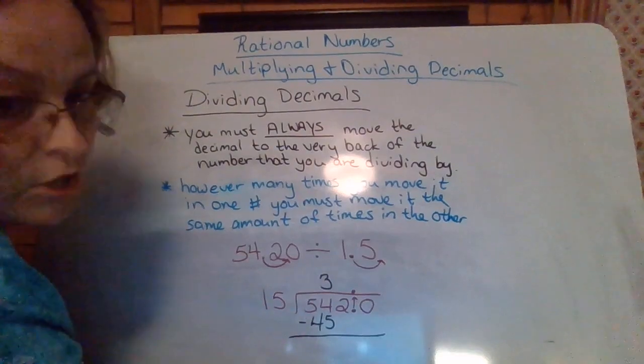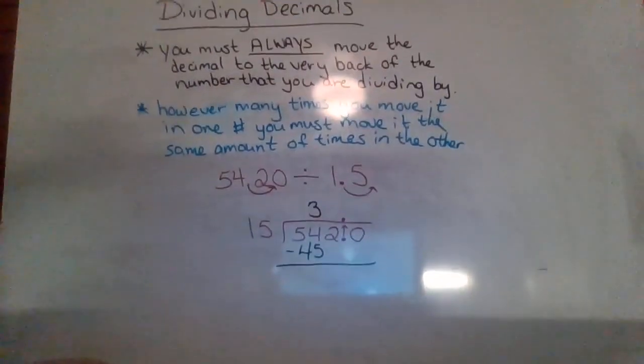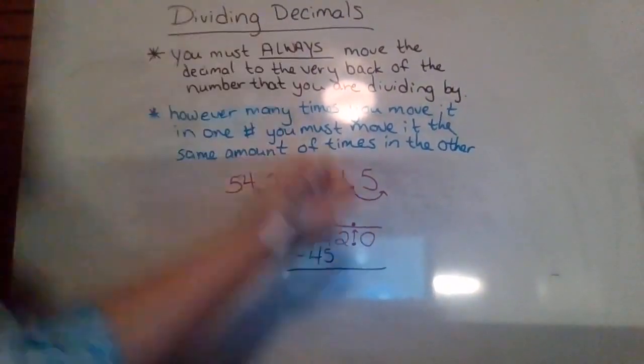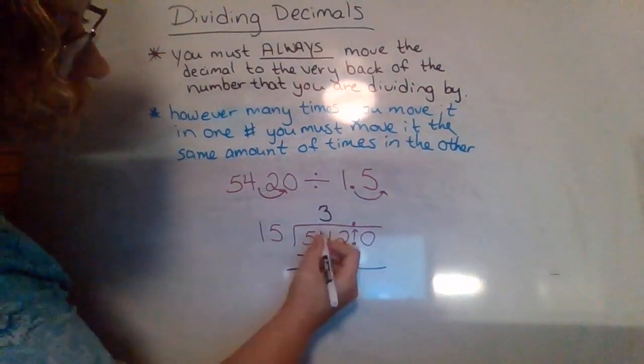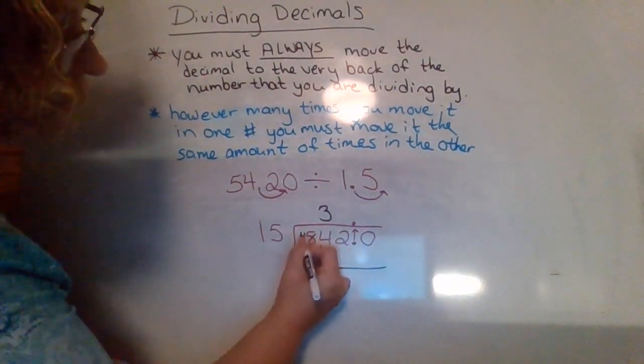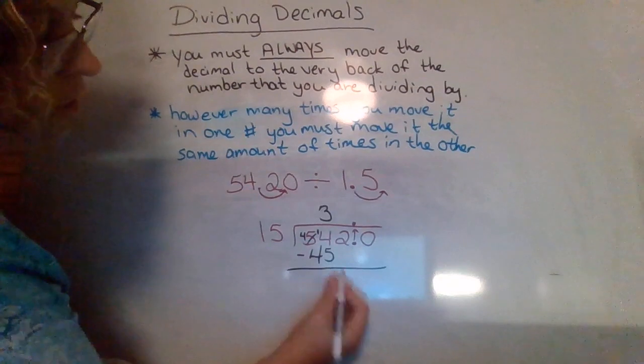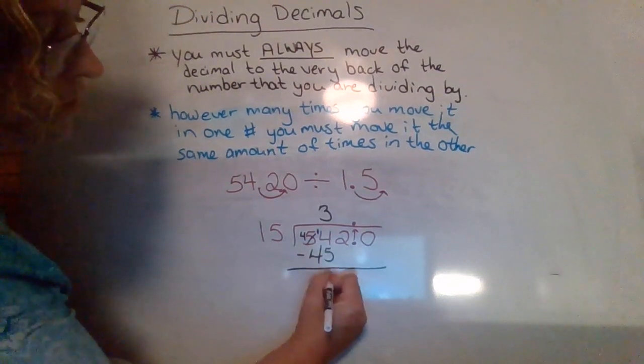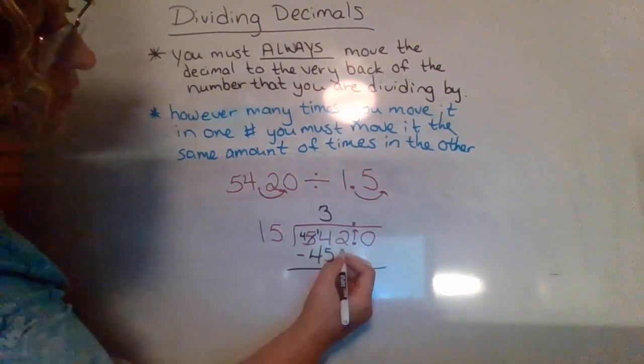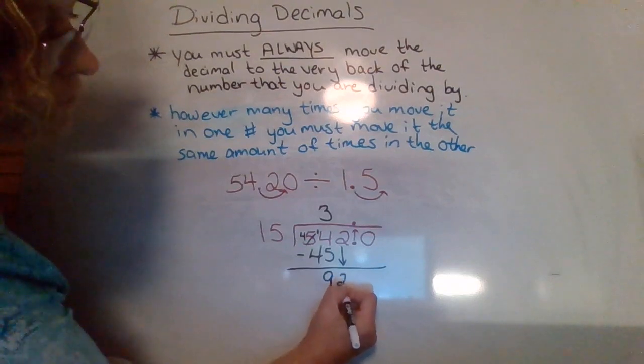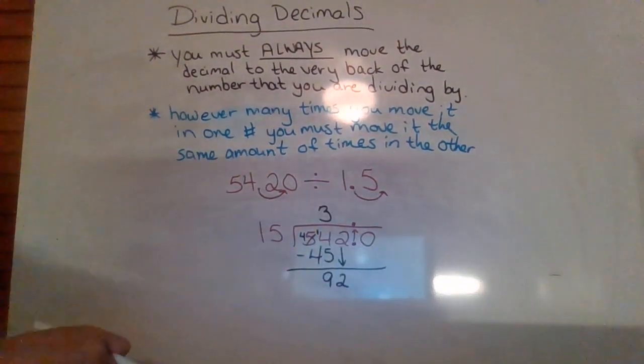When you do your subtraction, I'm going to move my camera so we can catch it all. I'm going to borrow from here. That gives me a 4. That's a 14. 14 minus 5 is 9. Then bring your 2 down. How many times does 15 go into 92?